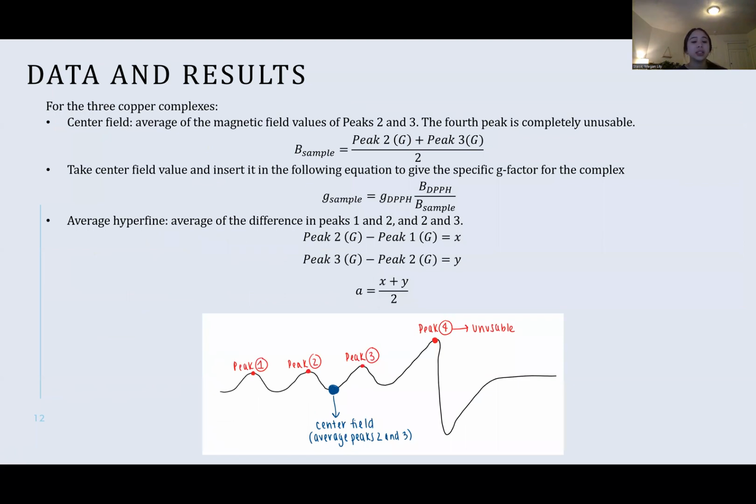So similarly to the analysis of DPPH, for the 3 copper complexes, we determine the center field value by taking the average of peaks 2 and 3. We're unable to use peak 4 due to polarization-dependent signals. So after we determined the center field value, we got the specific G factor for each individual complex, as well as the specific average hyperfine for each individual complex. And please note that in each individual spectrum, we will see 4 peaks for copper due to its ±3/2 nuclear spin, along with its ±1/2, which will split the energies even more.